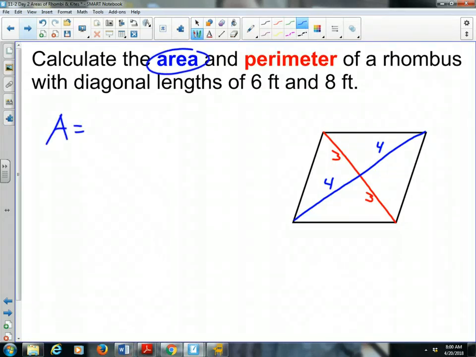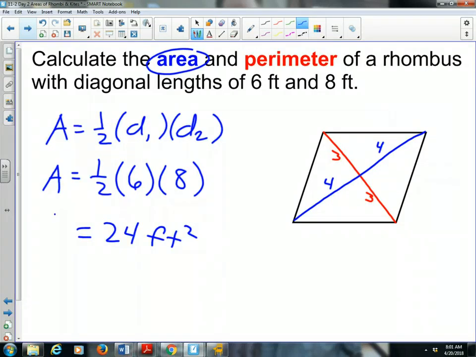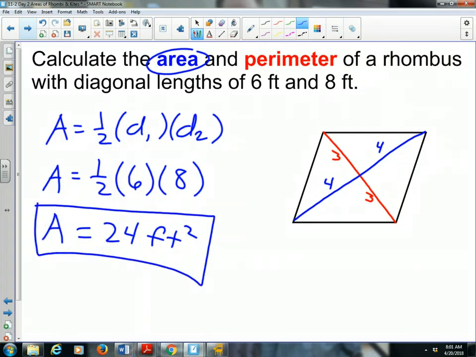The area equals half of diagonal 1 times diagonal 2. Well, we know diagonal 1 is 6. We know diagonal 2 is 8. So the area equals 1/2 times 6 times 8. 6 times 8 is 48. Half of 48 is 24. So we have 24 square feet. 24 feet squared fit inside that rhombus.